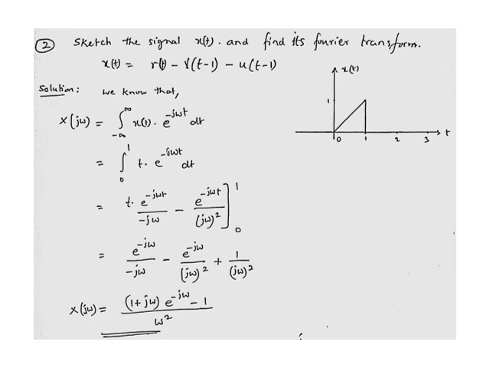One more problem statement is now a little bit advanced, or a little bit changed with respect to the questions. So sketch the signal and then find the Fourier transform. This is quite a little bit changed. So x of t is equal to r of t minus 1 minus u of t minus 1. So it's given, and I have to sketch the graph for this x of t.